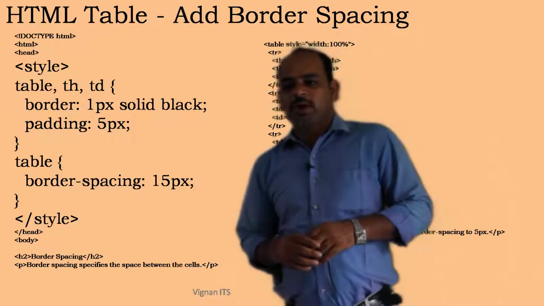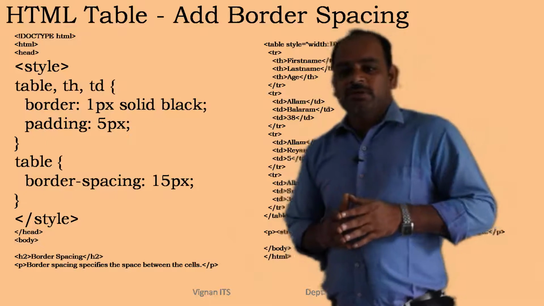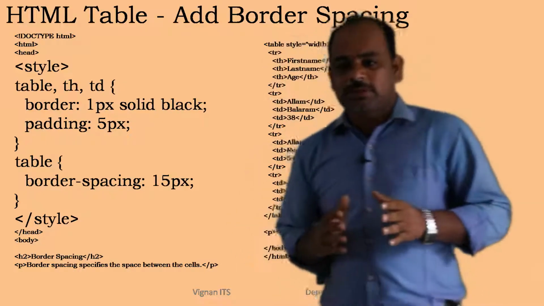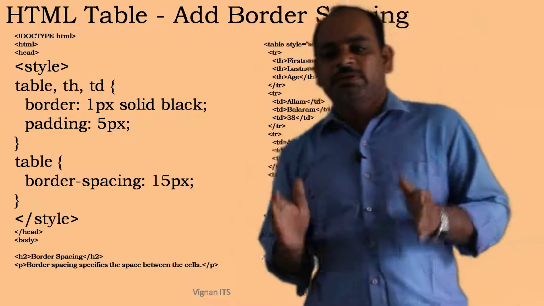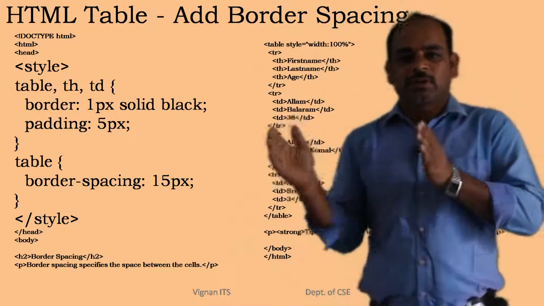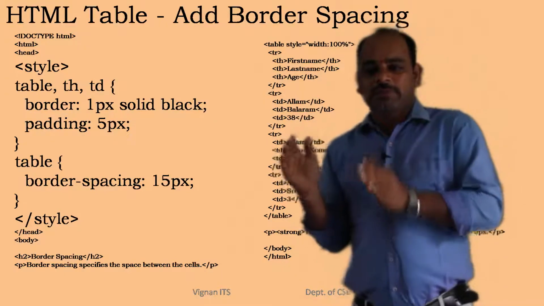So next, add border spacing. We can also add the border spacing here. So that is what border spacing is and how we can add it here. This border spacing specifies the space between the cells, from one cell to another cell. There is a space between one cell and another cell that we can set here.